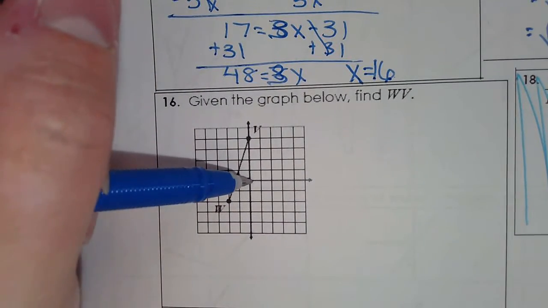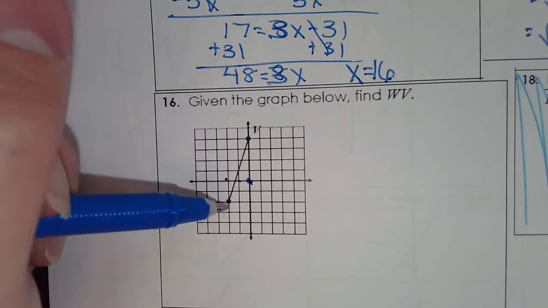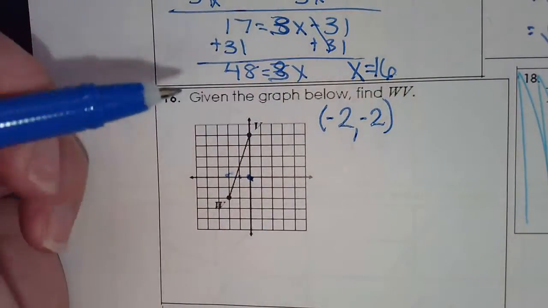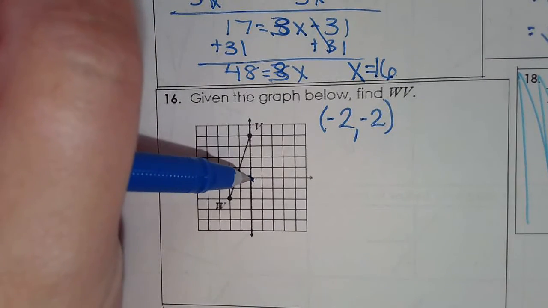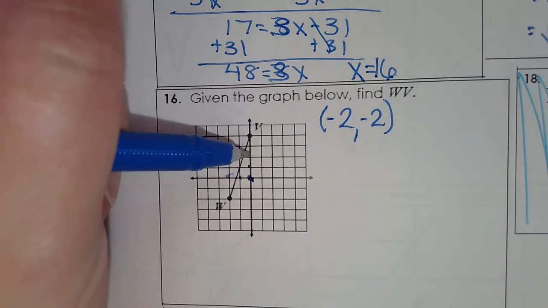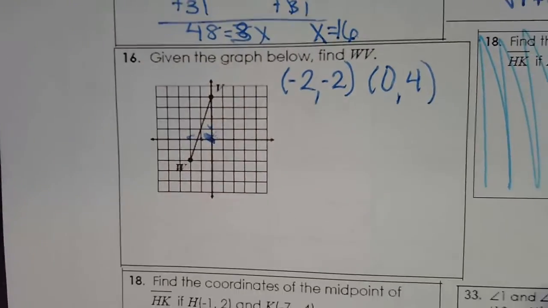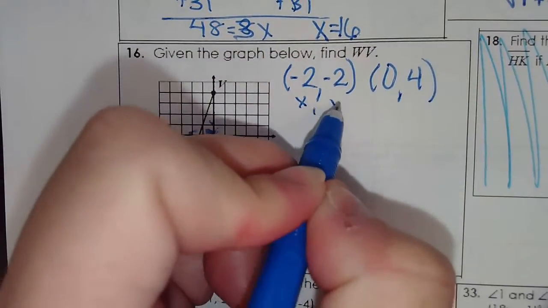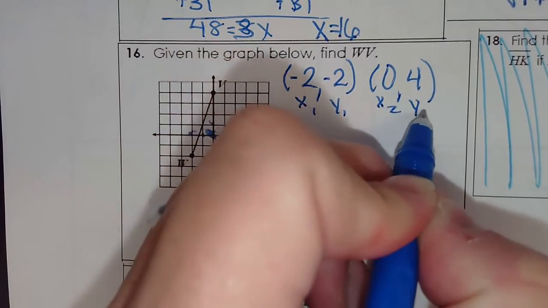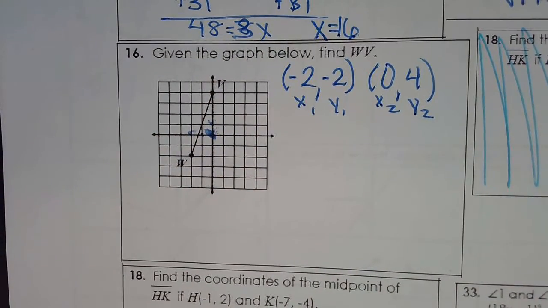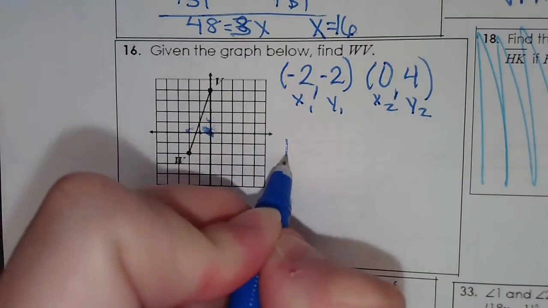So here's 0, 0. You go left 2, down 2. So -2, -2. That's point W. And then for V, you don't go over any, but you go 1, 2, 3, 4 up. So 0, 4. So there are your coordinates. I'm going to label them to make my life a little easier. And then you plug into the distance formula.